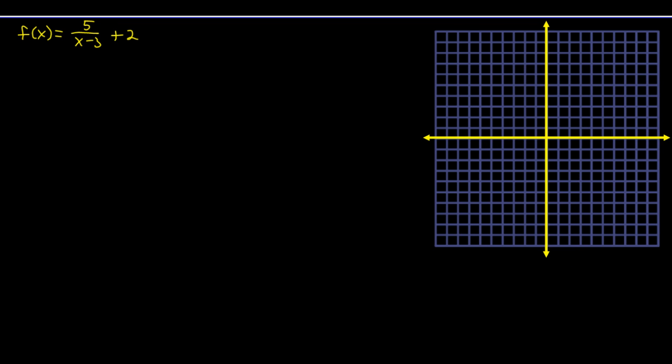Okay, now I want to put those together for you. What if it does both? Well, we can look at this and we can see we have a horizontal asymptote at y equals 2. The 2 shifted it up. We have a vertical asymptote at x equals 3. The -3 shifted it to the right 3 spaces.